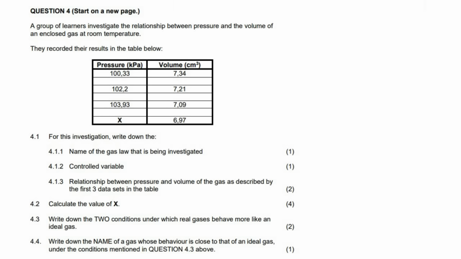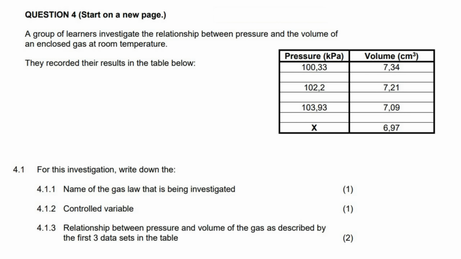So we will split these questions up onto individual pages. So let's just read here. A group of learners investigate the relationship between pressure and volume of a gas at room temperature. They recorded their results. Okay, so here we have it over here. Okay, so let's go split the questions up. So the first question says, write down the name of the gas law.